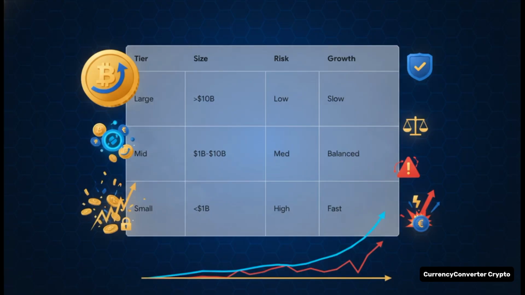Moving right along to Section 3, the 3 market cap tiers. This gives us a super clear framework. You can basically divide crypto into 3 main weight classes. First, large caps. These are massive projects valued above $10 billion. They offer lower risk and more stability, but the trade-off is steady, slower growth. Then we have mid-caps, sitting comfortably between $1 billion and $10 billion. They offer a balanced, moderate risk-to-reward ratio. And finally, small caps. Anything under $1 billion. These guys offer very high growth potential, but they come with massive volatility and a really high risk of total failure. Basically, risk and reward scale directly with the size of the project.